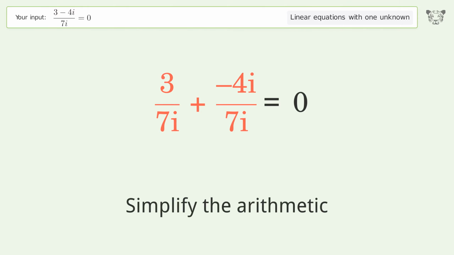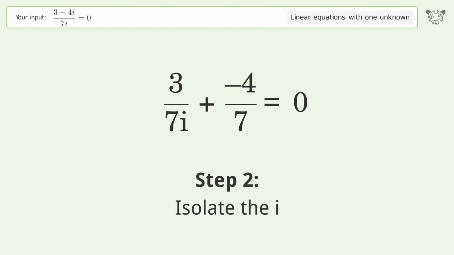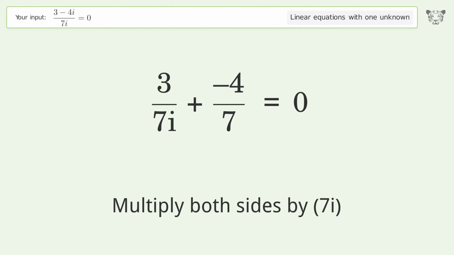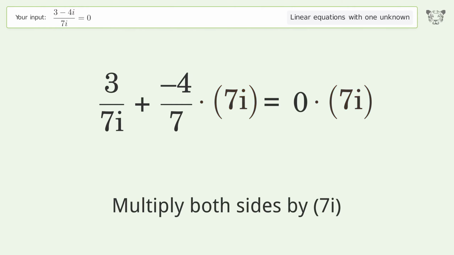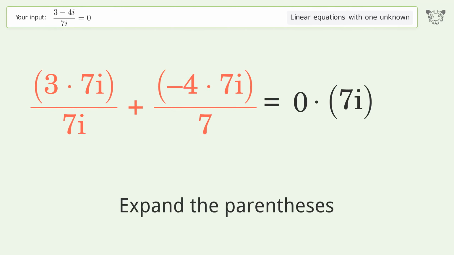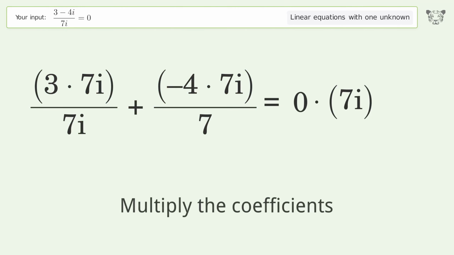Simplify the arithmetic. Isolate the I. Multiply both sides by 7i. Expand the parentheses. Multiply the coefficients.